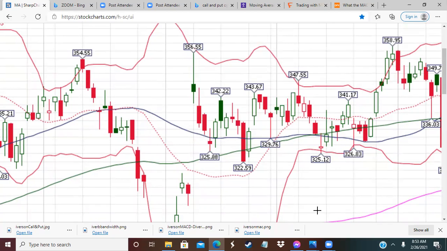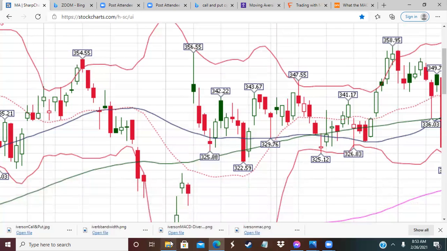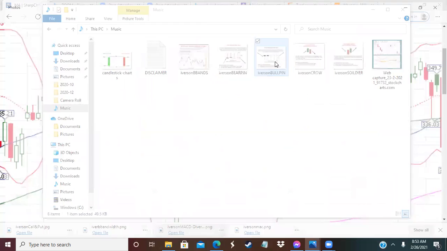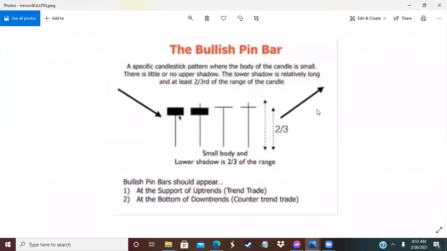Now let's talk about the 3 other patterns that I find to be really reliable. Okay. So we talked about the bearish pin bar. Let's talk about the bullish pin bar now. And here it is. Blow it up some. Okay. The bullish pin bar is a specific candlestick pattern where the body of the candle is small. There is little or no upper shadow. The lower shadow is relatively long, and at least 2/3 of the range of the candle.